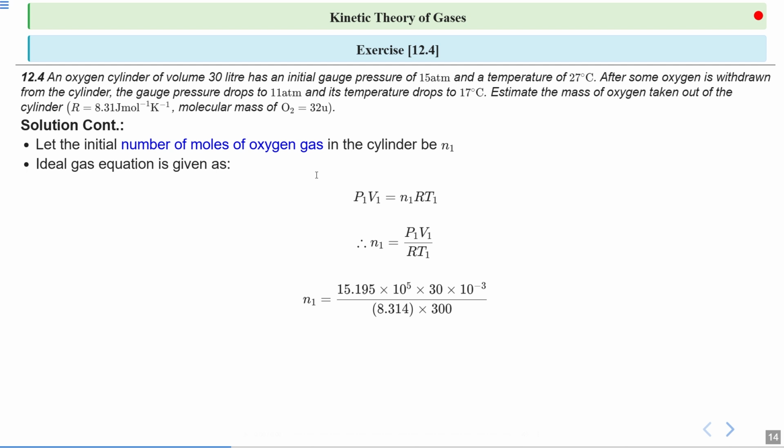So substitute the given values into the equation. We have n1 is equal to 15.195 into 10 raised to the power 5 into 30 into 10 raised to the power minus 3 divided by 8.314 into 300. So solving this, we find that n1 is equal to 18.276 moles.